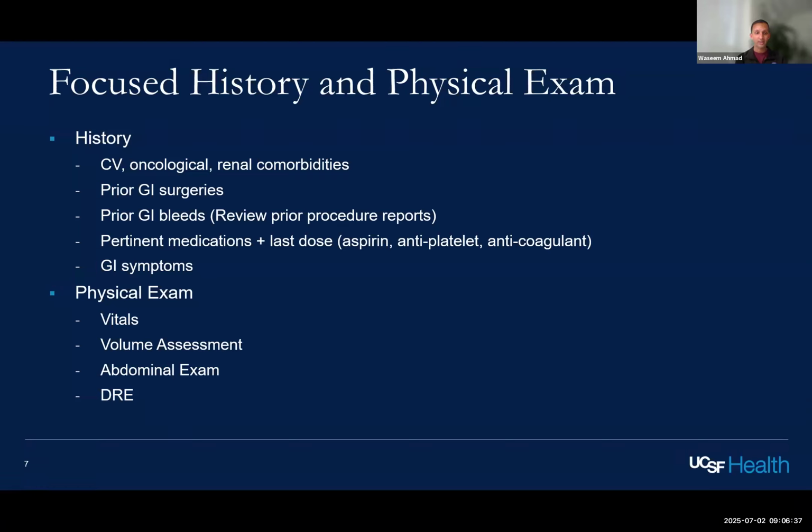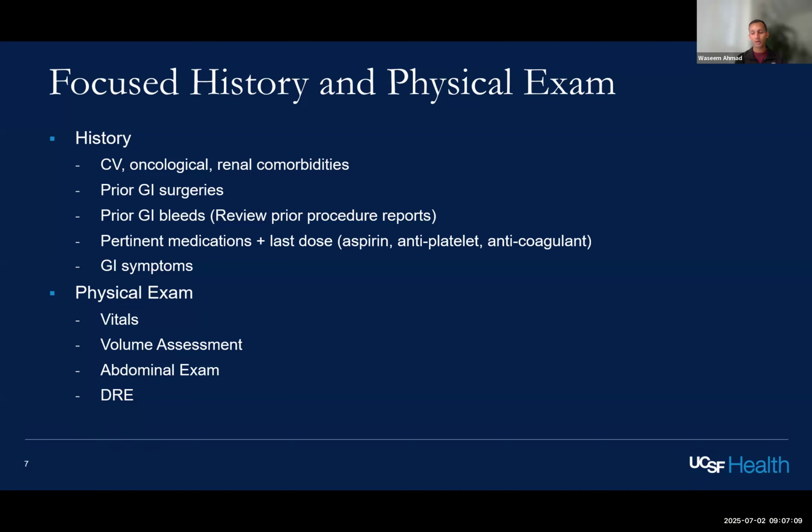Someone has active cancer or is currently being treated, that may impact what we do, whether it's even offering a scope or not, or discussing with the team what the durability of some of the hemostasis that we can do can be. Important too are renal comorbidities, which may highlight some of the issues that can come with antithrombotic or anticoagulant management. As Colin mentioned, knowing prior surgical history or radiation history is critical.